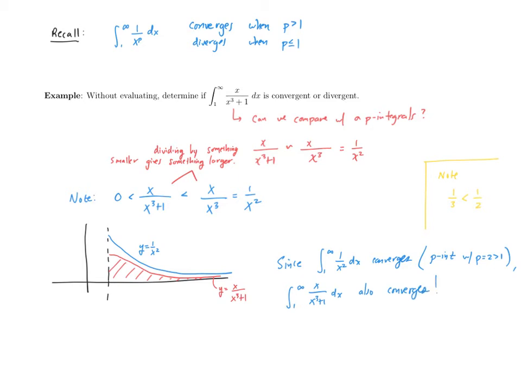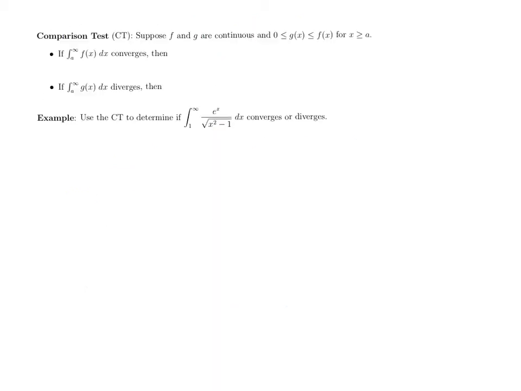And it turns out that this is really an application of a property called the comparison test. So this comparison test I referenced for our previous example can be stated as follows. Suppose that f and g are continuous functions, and you know that g of x is always positive, and it's smaller than or equal to f of x.